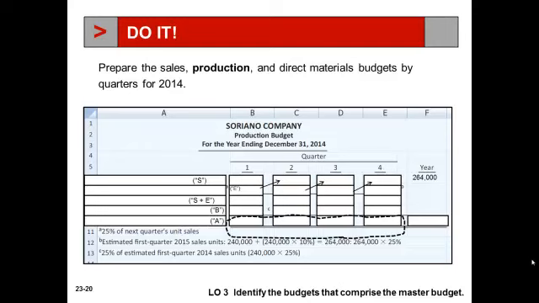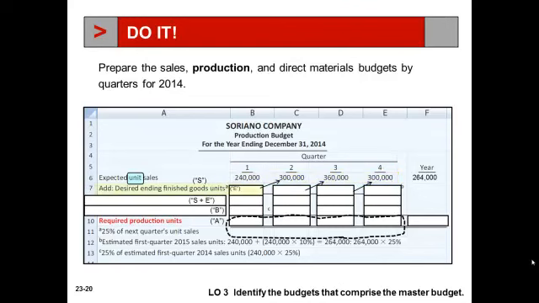Here's our schedule to calculate the production budget for Soriano Company. Our goal is to calculate the required production units. Units need to be made to add to our finished product inventory, the A in the base formula for the finished goods account. So our starting point, expected unit sales, first quarter, 240,000 units, second quarter, 300,000 units, third quarter, 360,000 units, and fourth quarter, 300,000 units.